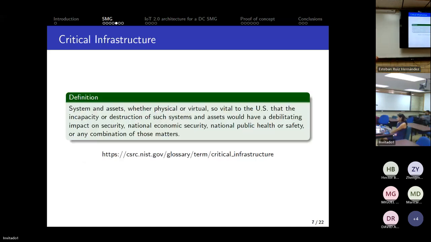But the SMG is a critical infrastructure. What is a critical infrastructure? These are systems and assets, whether physical or virtual, so vital to the US, and it could be generalized to any country, that the incapacity or destruction of such systems and assets could have a debilitating impact on security, national economic security, national public health or safety, or a combination of those matters. So all the electric infrastructure could be considered critical infrastructure.